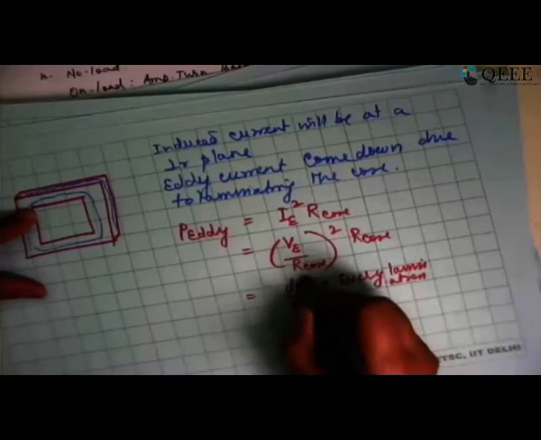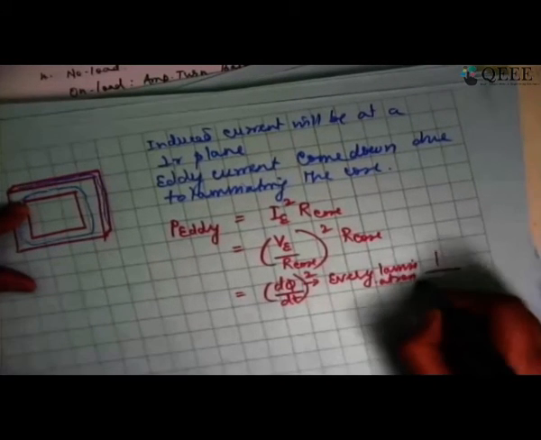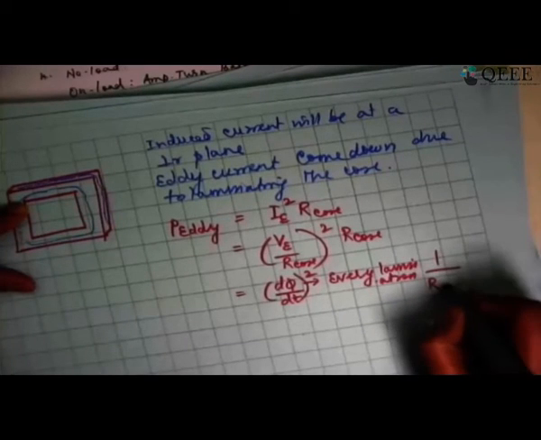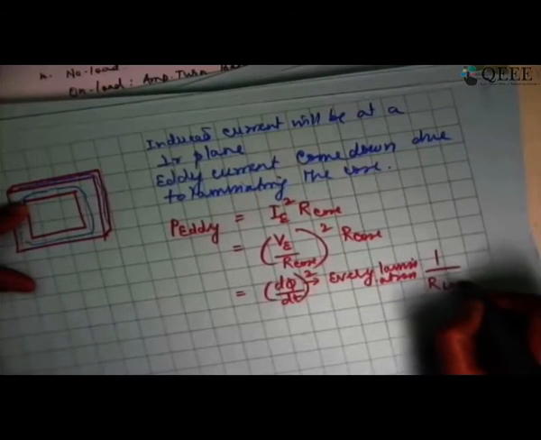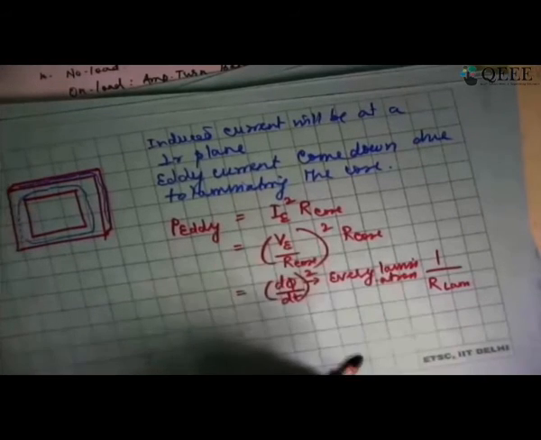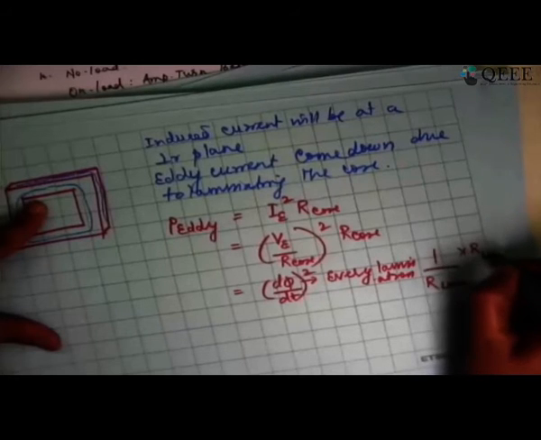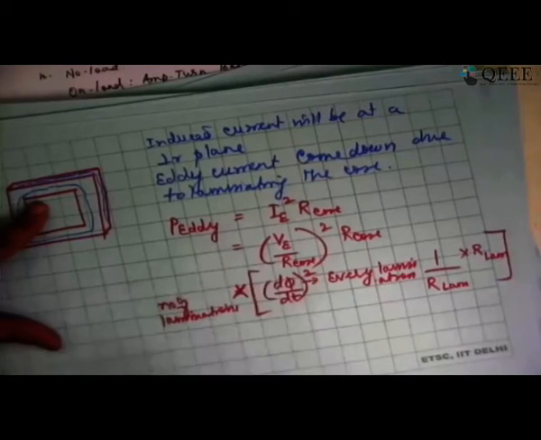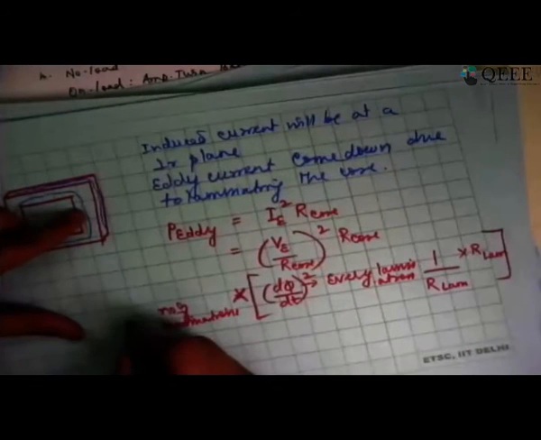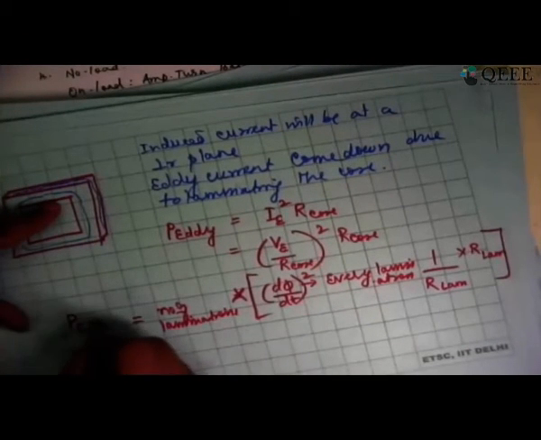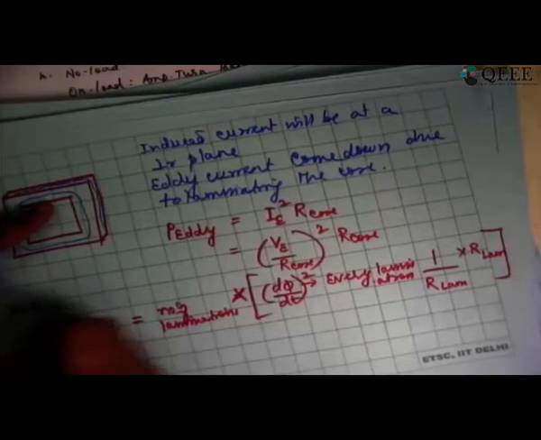Right? Whole square multiplied by R, I should say again lamination, because I'm talking about voltage induced in one lamination, resistance of one lamination, and I have to multiply this by R of one lamination, and I have to multiply this by the total number of laminations, because this is probably going to be constructed with the help of hundreds of laminations. So in every lamination, I have to take into account how much is the loss. So this is going to be the P eddy in a laminated core.